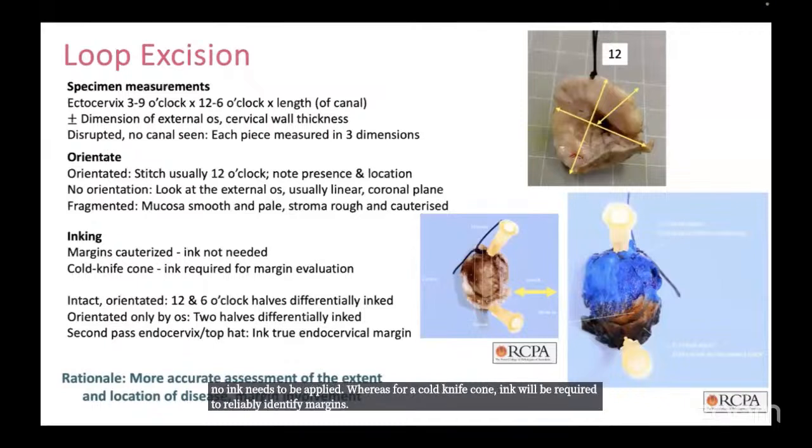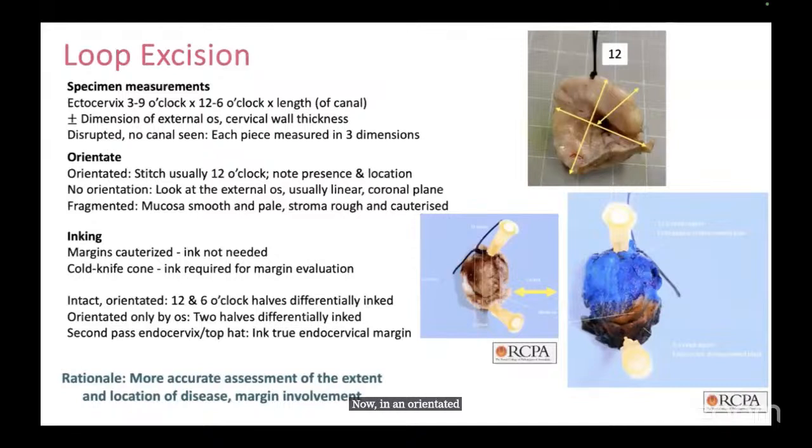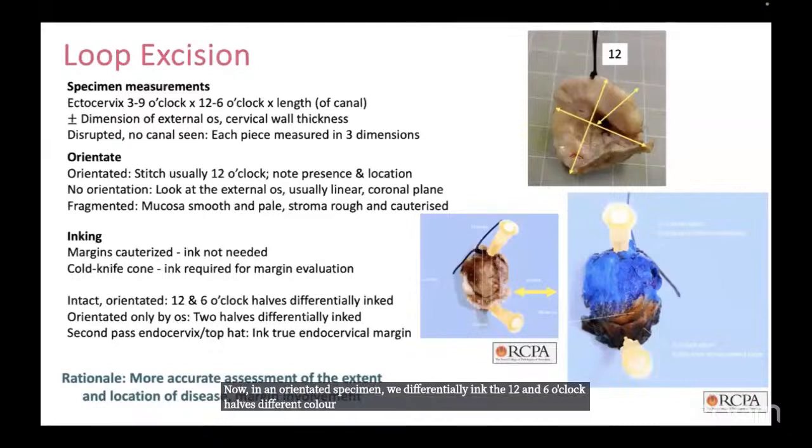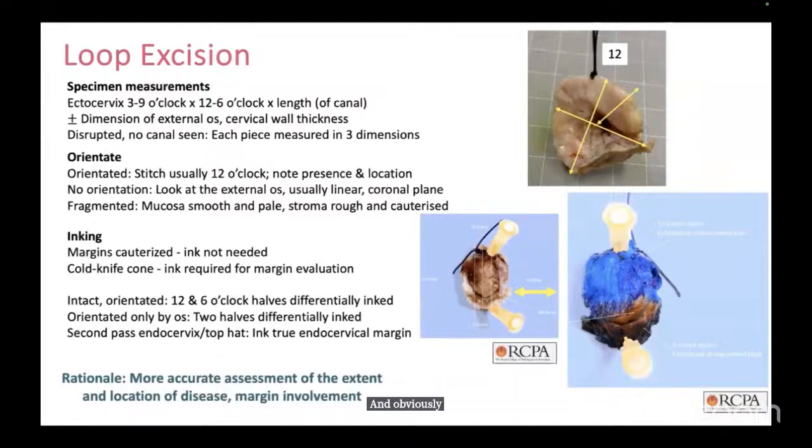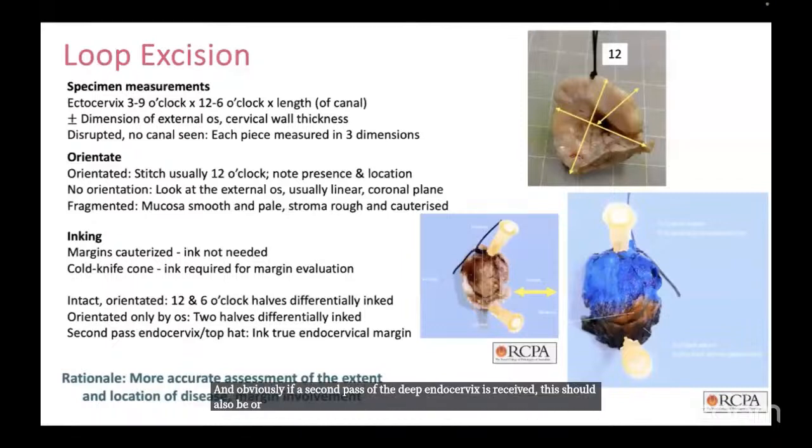Now, in an orientated specimen, we differentially ink the 12 and 6 o'clock halves different colors, even if there is cautery artifact. And you can also opt to do this in an unorientated specimen where you can use the os to designate the 2 halves of the cervix. And the rationale for doing this is that orientating the specimen in this way provides a more accurate assessment of the extent and location of the disease. And obviously, if a second pass of the deep endocervix is received, this should also be orientated with an attempt to mark the true endocervical margin with ink.